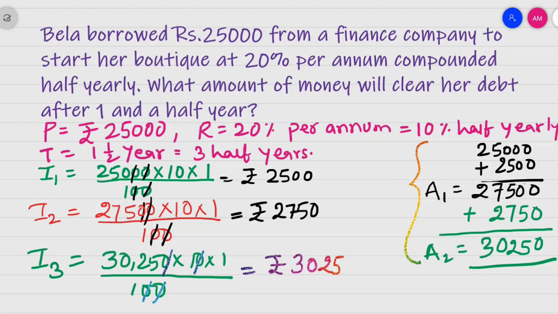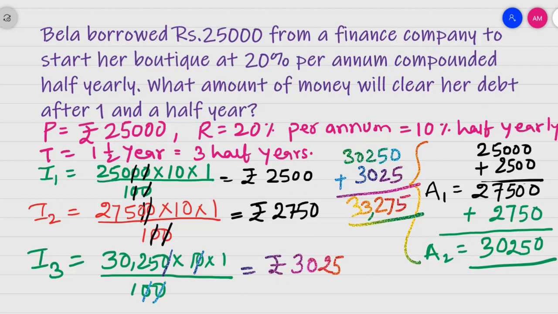Now children, your principal amount was 30,250 for your third half year, and the interest calculated was 3025. So see, finally you are getting 33,275 as the amount after the completion of the third half year.